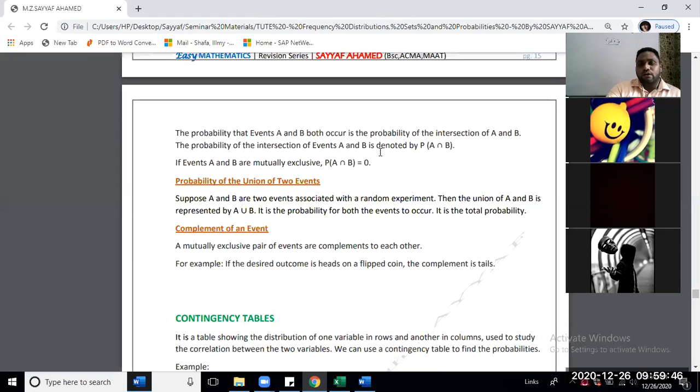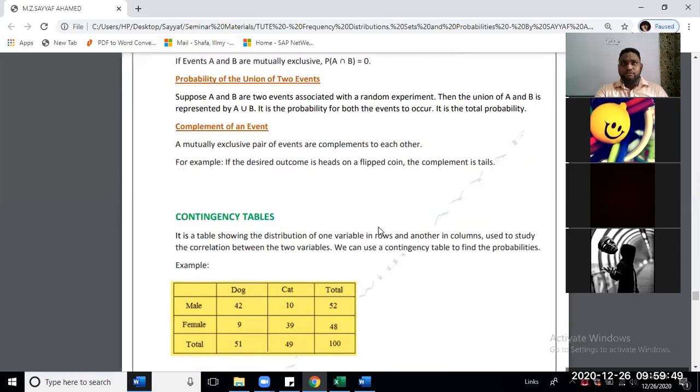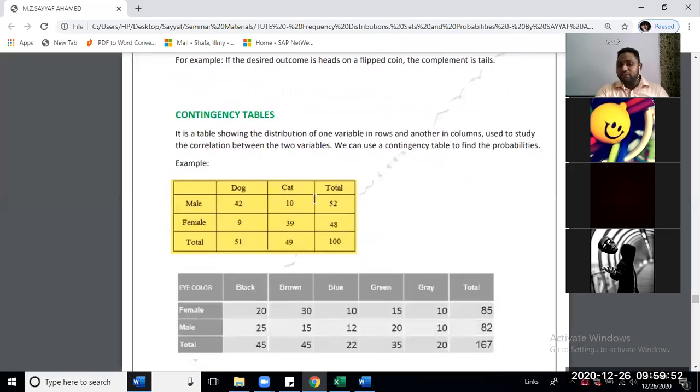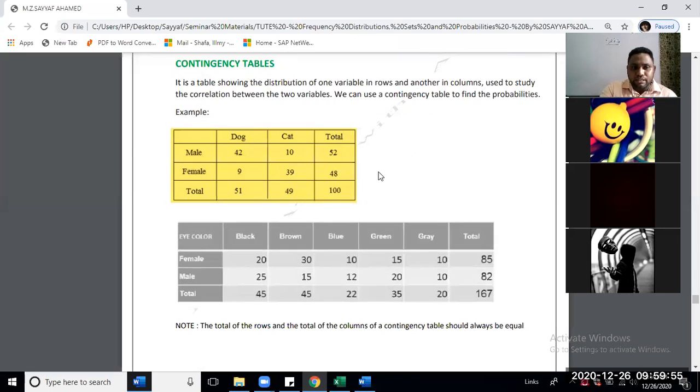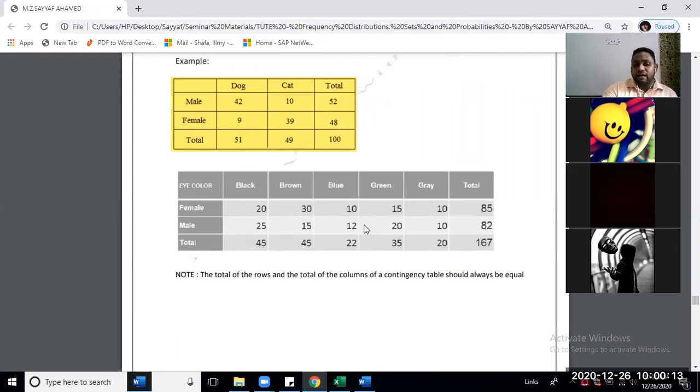So how are we tested on this probability question? It is most likely that you are tested on contingency tables, where the contingency table has row and column information. For example, male and female and their pets, dog and cat. You see the total is 100 always, so the total of the column and the total of the row has to be equal. And if you see the eye color with male, female: black, brown, blue, green, and gray, and the total is 85 plus 82, 167. And from each side, the color-wise total is also equal. So from a contingency table, you should be able to find the probability.